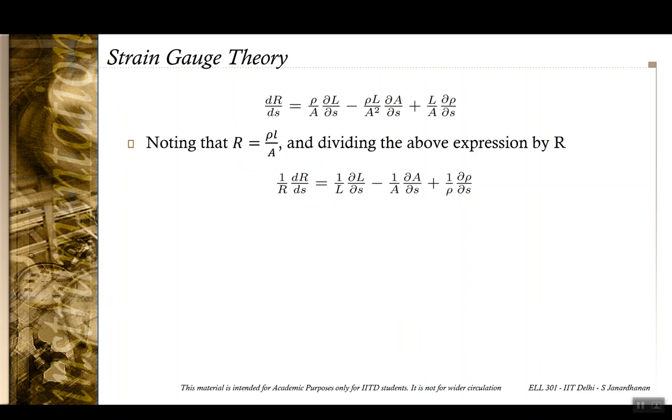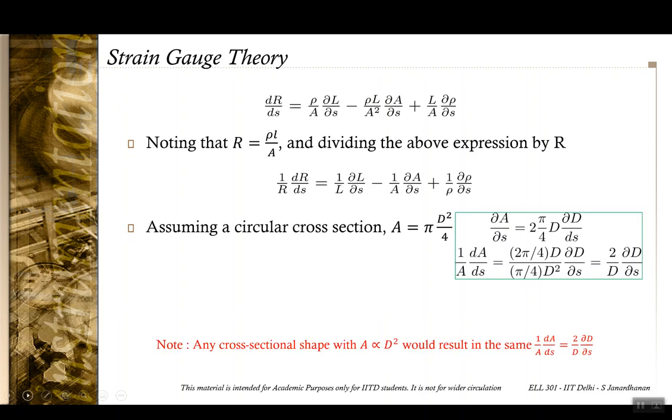Because we want to really know what 1 by A is, we don't have A as one of the parameters. I missed one point. We don't have area as one of the parameters of interest. We want the cross-sectional dimension. So if you have a circular cross-section, we are interested in how D changes, or how the change in D is affecting the resistance, not the change in area.